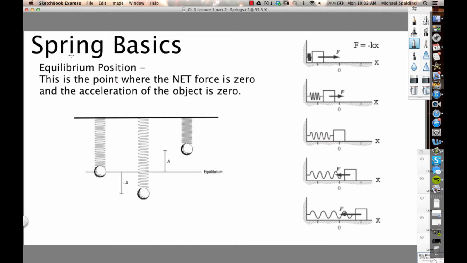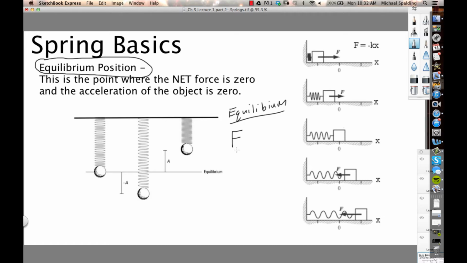Okay, this next screen here. The key thing I'm focusing on is I want you guys to have the idea of equilibrium position. You're already familiar with the word equilibrium from last chapter. Let's just review what that means. What does the word equilibrium mean? Who remembers? Net force is zero, or acceleration is zero.